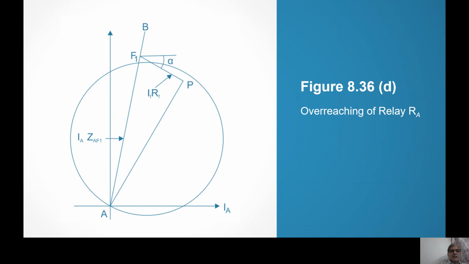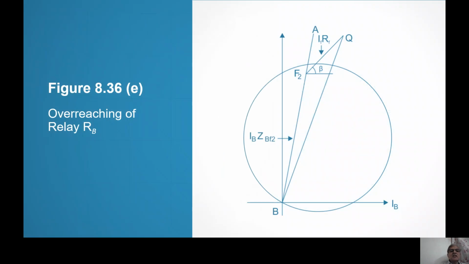Relay should not operate. That means the fault is outside, but it is seen inside. That is overreaching. This is correct. This is overreaching. But this is underreaching. So here it is a typographical mistake. It is underreaching at relay B. Relay B underreaches. It should operate and it does not operate.